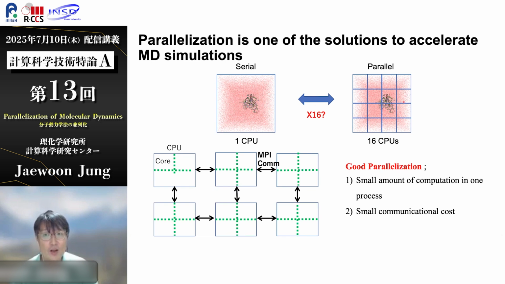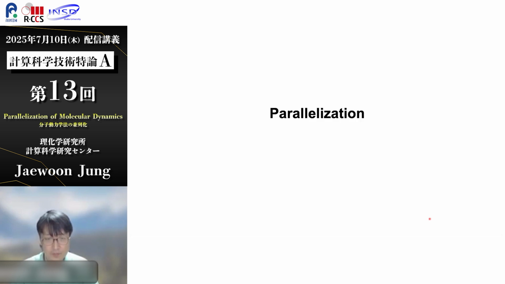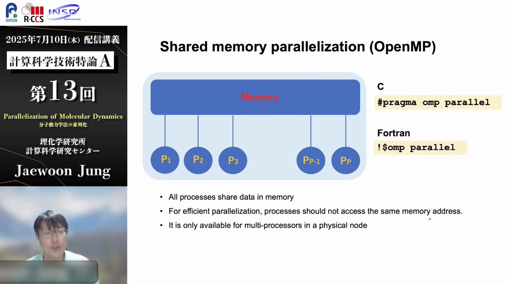For example, some processor has a very large amount of computation and other processors only have a very small amount of calculation and just idle. This is not good. So in this sense, we need to make a good load balance among processors. Also, among processors, the communication should be as small as possible. So to do this, I will briefly explain the parallelization. I think all of you might have heard about parallelization, so I do not say very much in detail, but just very briefly.